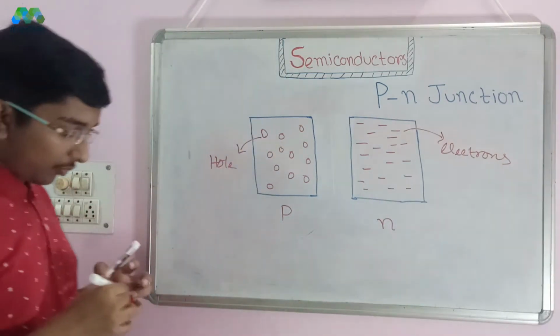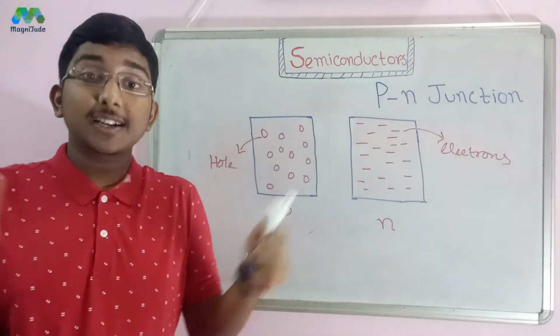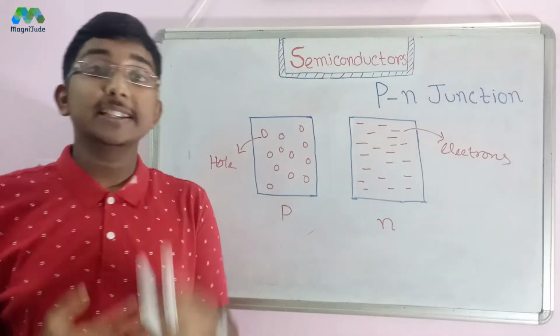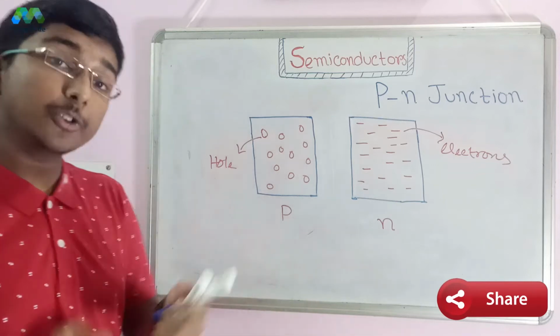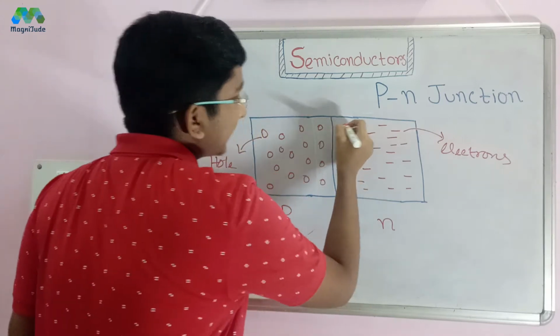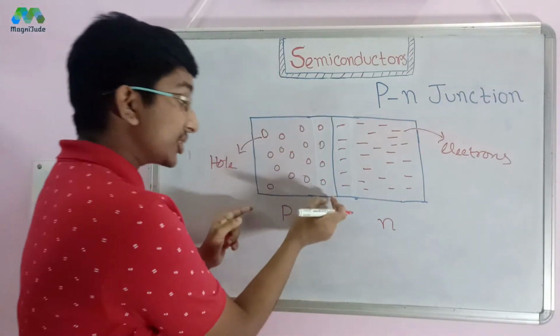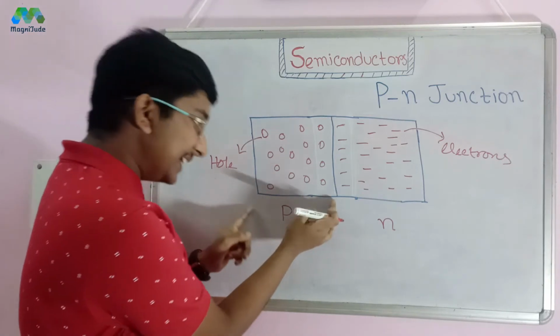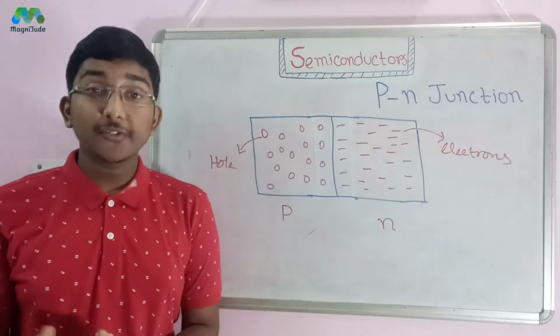So what happens when this P-type material and the N-type material are connected together? Then they are known as a PN junction. So let us draw how the P and N are connected. When they are connected, they look like this. A junction is created between the P-type and the N-type material. So next, what will happen?